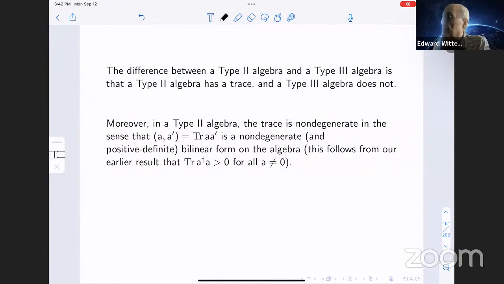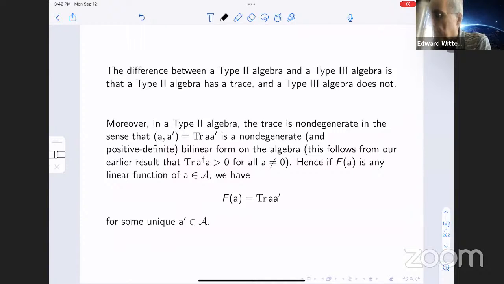Moreover, in a type 2 algebra, the trace is non-degenerate in the sense that the trace of A A prime, which I'll write this way, is a non-degenerate and positive definite bilinear form on the algebra. That follows from the positivity condition. So if f of a is any linear function on the algebra, it's the trace of a times some a prime in the algebra.